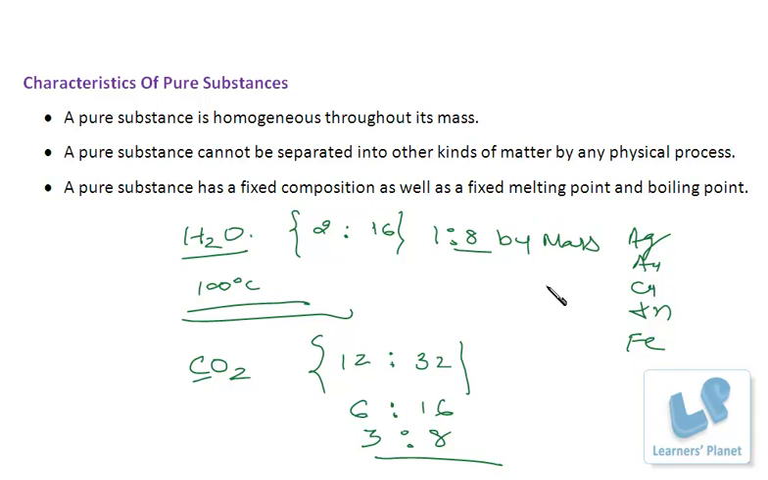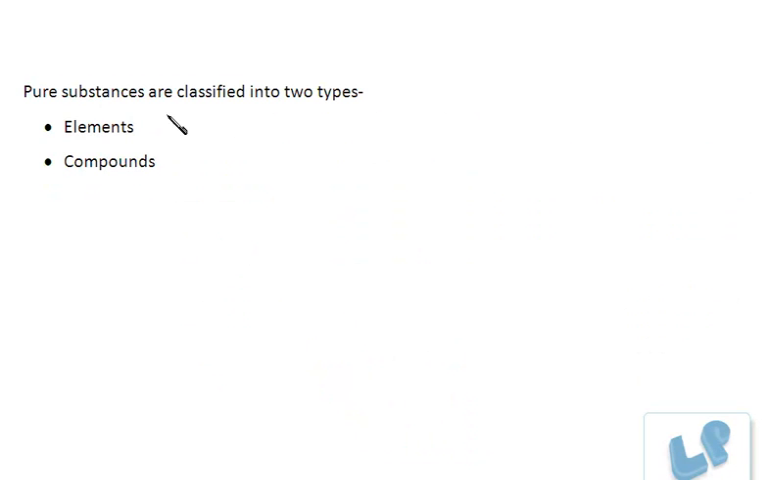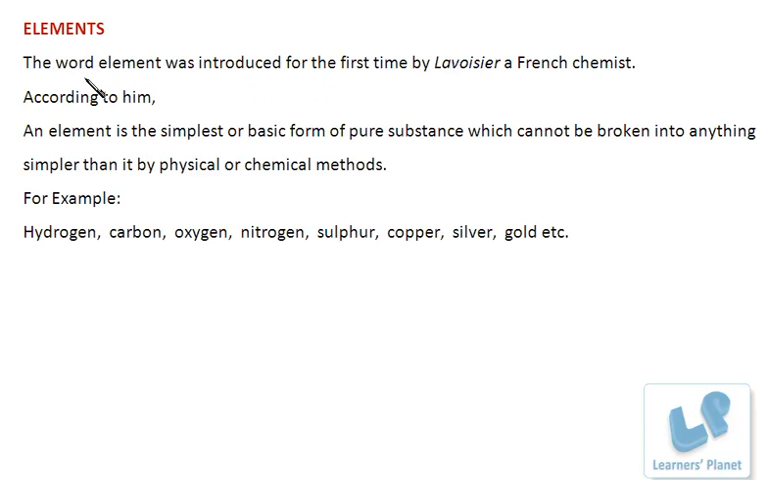Now let's discuss the classification of pure substances. Pure substances are classified into two types, the elements and the compounds. Now what are elements? The word element was introduced for the first time by Lavoisier, a French chemist. And according to him, an element is the simplest or basic form of pure substance which cannot be broken into anything simpler than it by physical or chemical methods. Right? So element is the simplest or basic form of pure substance which cannot be broken into anything simpler than it by physical or chemical methods.